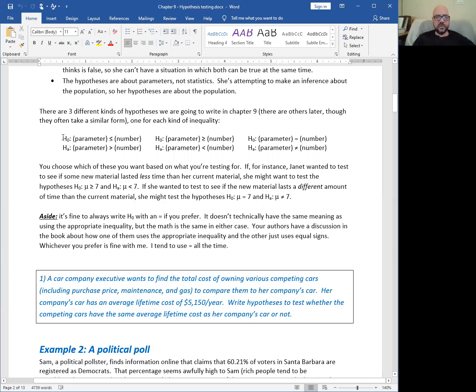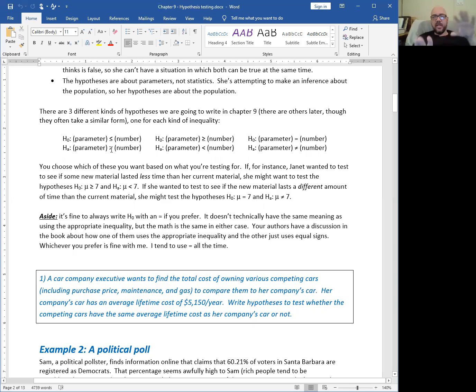Later on, we'll learn some different ways to write these, but for the hypothesis tests that we're doing right now, they basically come in 3 forms. Some parameter less than or equal to a number versus some parameter bigger than a number. Same thing with just the other way around, right?